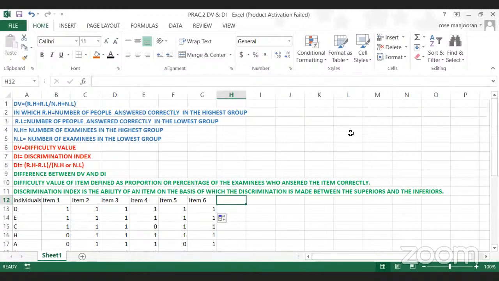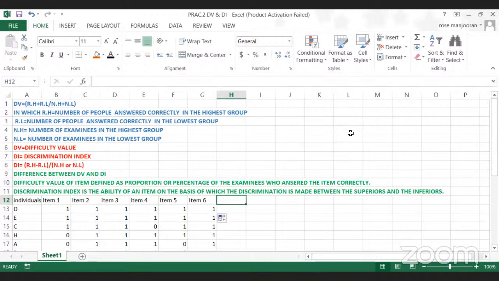So first, what do you mean by DV? DV means it is the difficulty value, and DI means it is the discrimination index. So what is the main difference between DV and DI? The difficulty value of an item is the proportion or percentage of the examinees who answered the item correctly. And the discrimination index is the ability of an item on the basis of which we are making the discrimination, and the discrimination is made between the superiors and the inferiors.